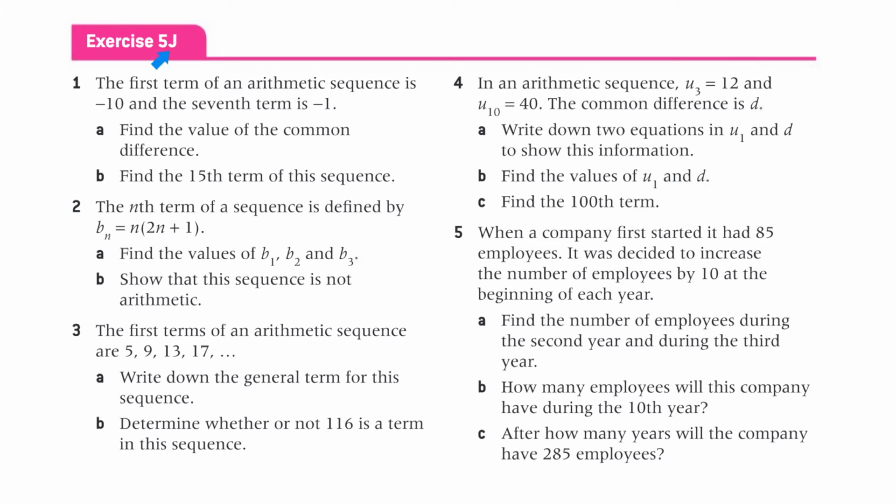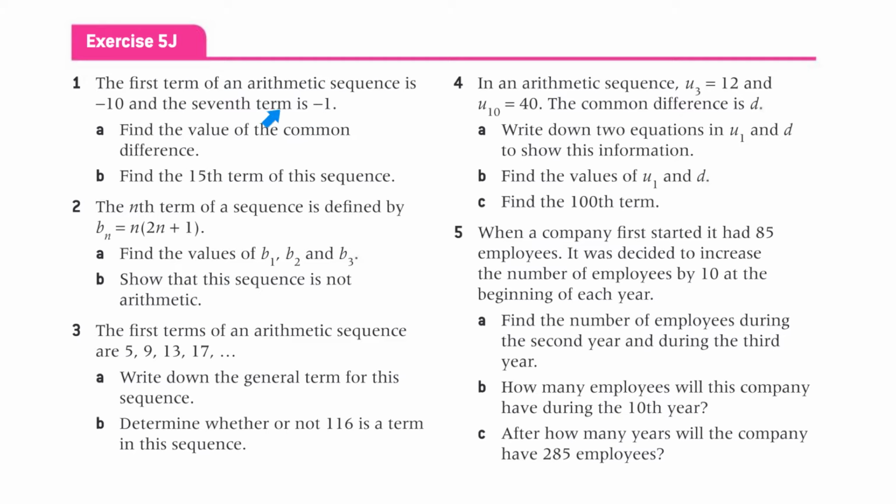Exercise 5J, question 1. Okay, questions like find the value of the common difference. We can find that, right? What have they got? The first term is minus 10 and the seventh term is minus 1. Find the value of the common difference. Now, how would you do that?